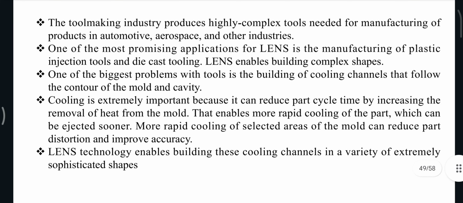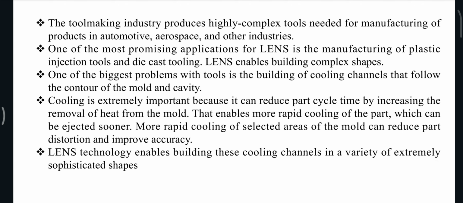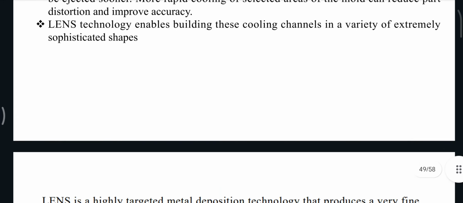The tool making industry produces highly complex tools needed for manufacturing of products in automotive, aerospace, and other industries. One of the most promising applications for LENS is the manufacturing of plastic injection tools and die casting tools. LENS enables building complex shapes. LENS technology enables building these cooling channels in a variety of extremely sophisticated shapes.